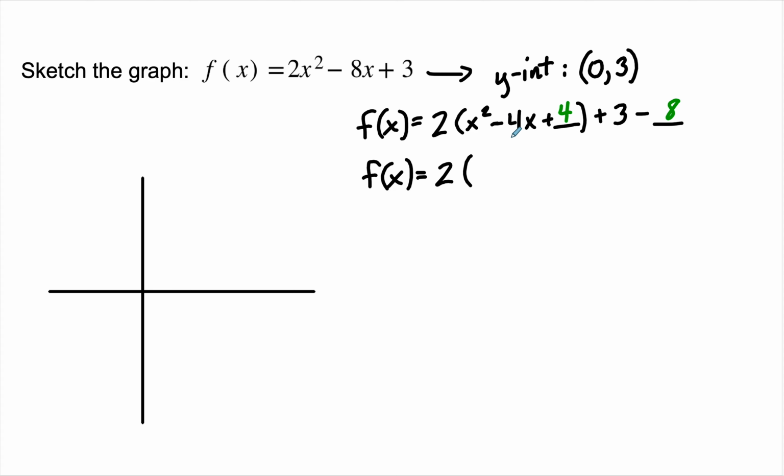Okay, so now we're going to have half of the negative 4 is going to be minus 2, quantity squared, minus 5. All right, so now we have our vertex as well. So we have 2 comma negative 5 is our vertex. And now we can go ahead and graph it.